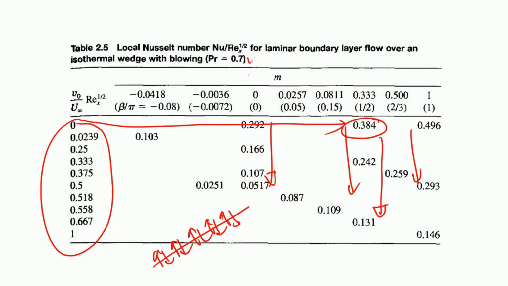This is done for only one Prandtl number, you can do the same for other Prandtl numbers also. A Prandtl number of 0.7 is roughly equal to that of air. So, that is how this has been constructed.